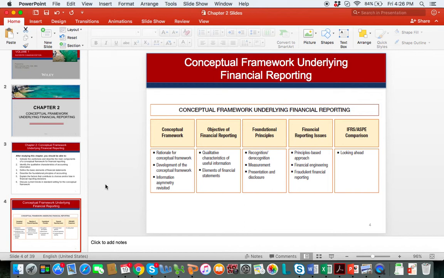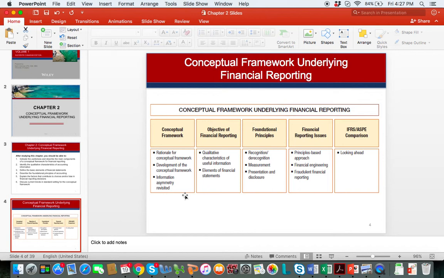So just looking across, there are the headings again, and the first one is around conceptual framework, so the rationale for it, the development of it, and we'll revisit information asymmetry that you may recall. We looked at adverse selection and moral hazard in Chapter 1. And then the objectives of financial reporting, the qualitative characteristics of useful information, and elements of financial statements. And within the foundation principles, we'll discuss when you recognize and when you don't recognize items in your financial statements, how you measure it, and how you present and disclose it.